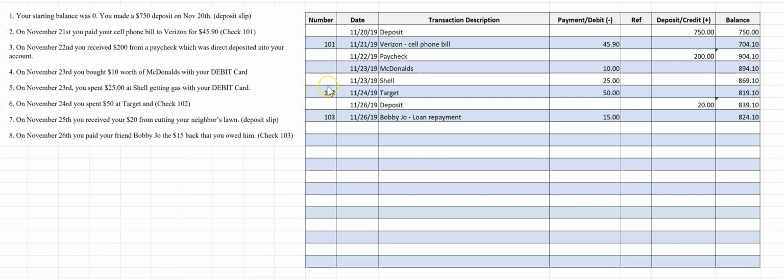Notice on the 24th, we wrote a check, so I included the check number, and that decreased the balance. On the 26th, I made a deposit, and that increased the balance. And also on the 26th, I wrote a check. I included the check number, and it decreased the balance. And if I go through, I did use formulas for all of these cells.